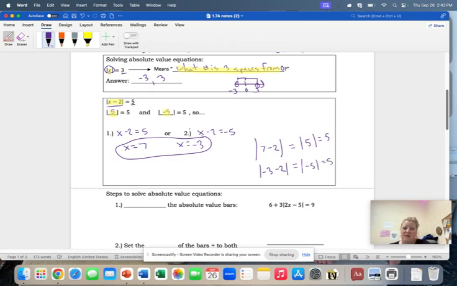So that's why we have to take into account there's two scenarios. There's the positive numbers, but then there's also the negative numbers. Both of those are a distance from 0.